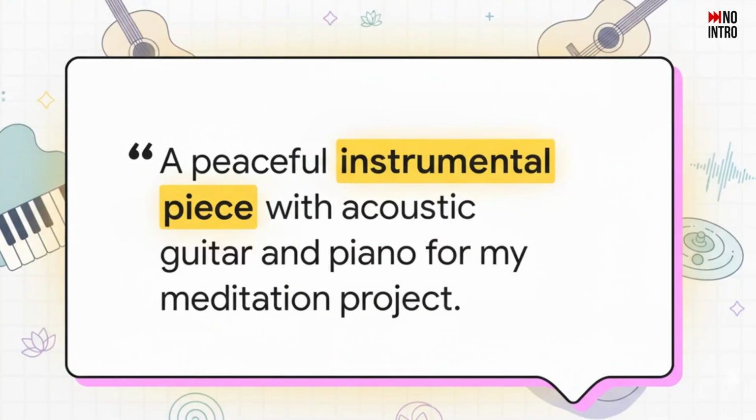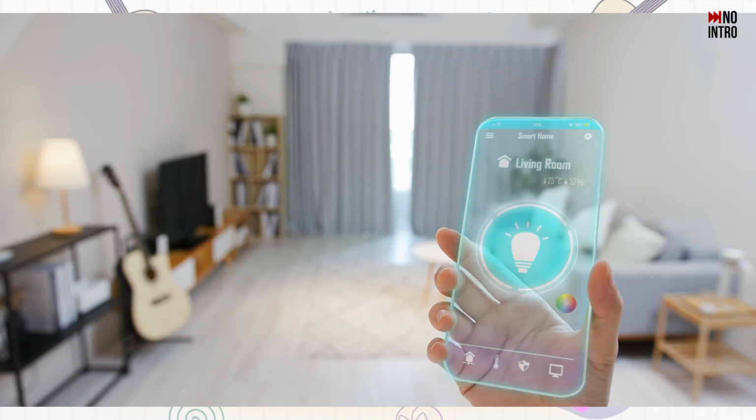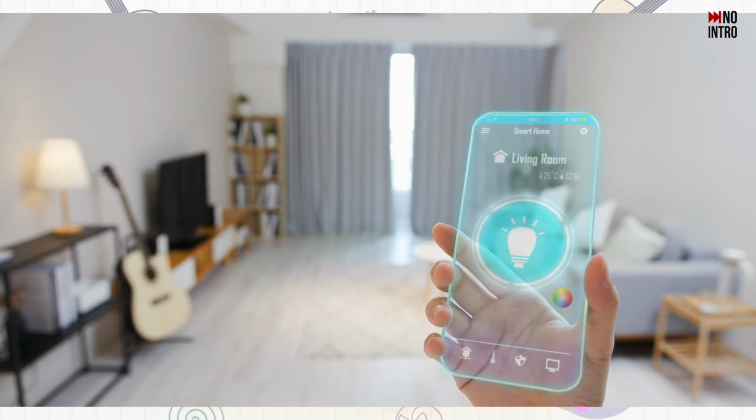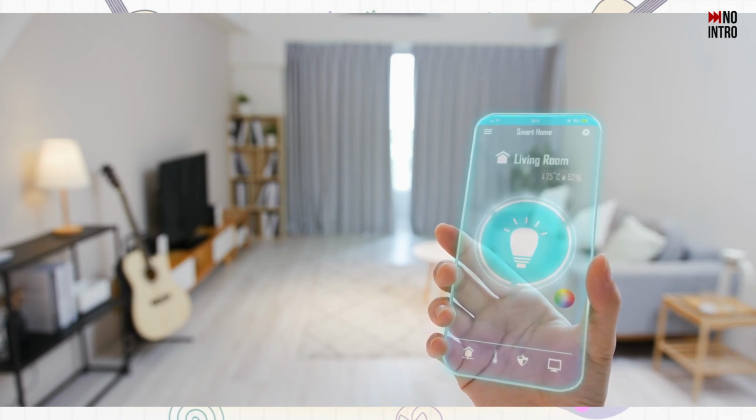Now, if you need background music for a project you're working on, being specific about the instruments is absolutely key. For example, a peaceful instrumental piece with acoustic guitar and piano for my meditation video. That kind of prompt really helps the AI lock in on the exact soundscape you're going for.